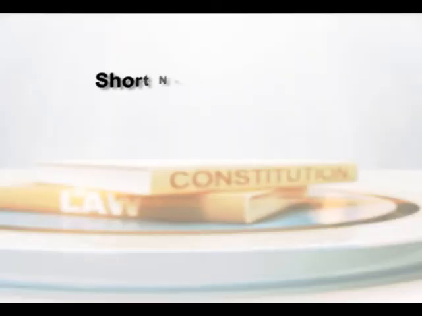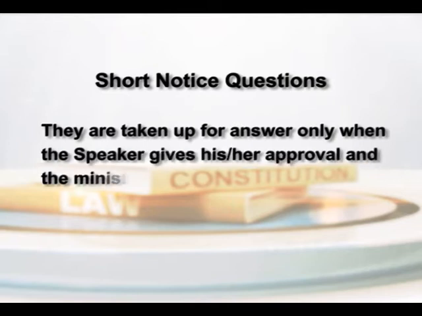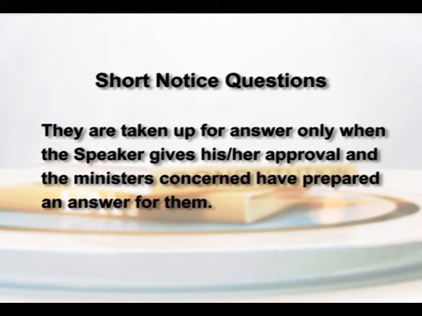So far as both the starred and the unstarred questions are concerned, a prior notice, a prior intimation, is required. The minimum period of intimation for a starred and unstarred question is 10 days. Now, the short notice question is taken up for answer only if the Speaker gives approval and the minister concerned is prepared to answer it.